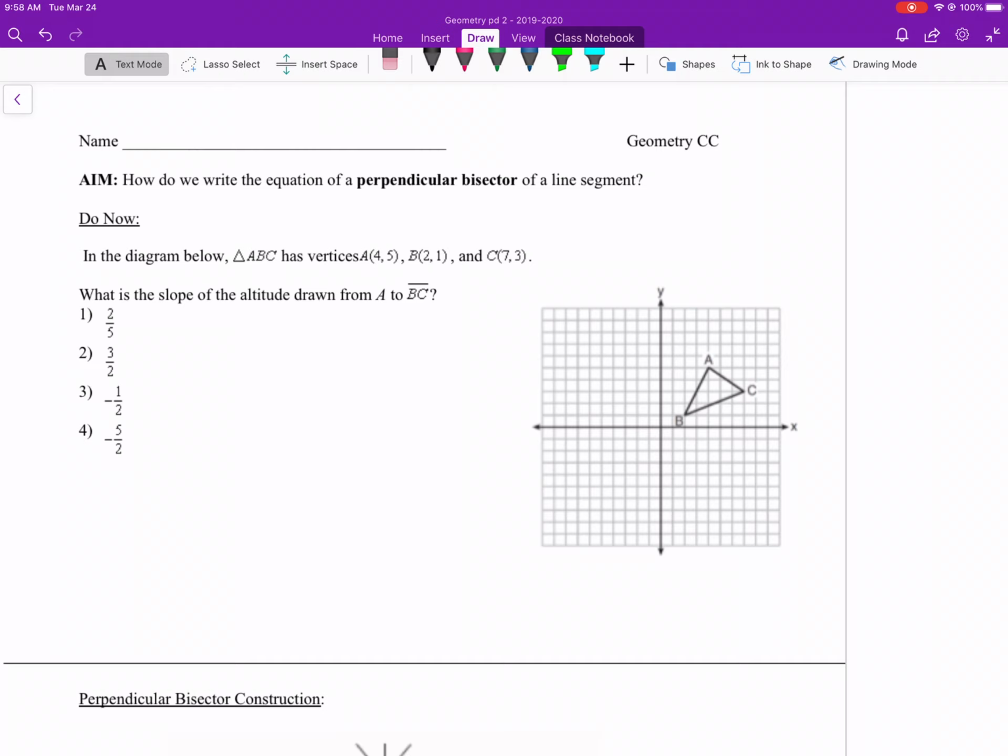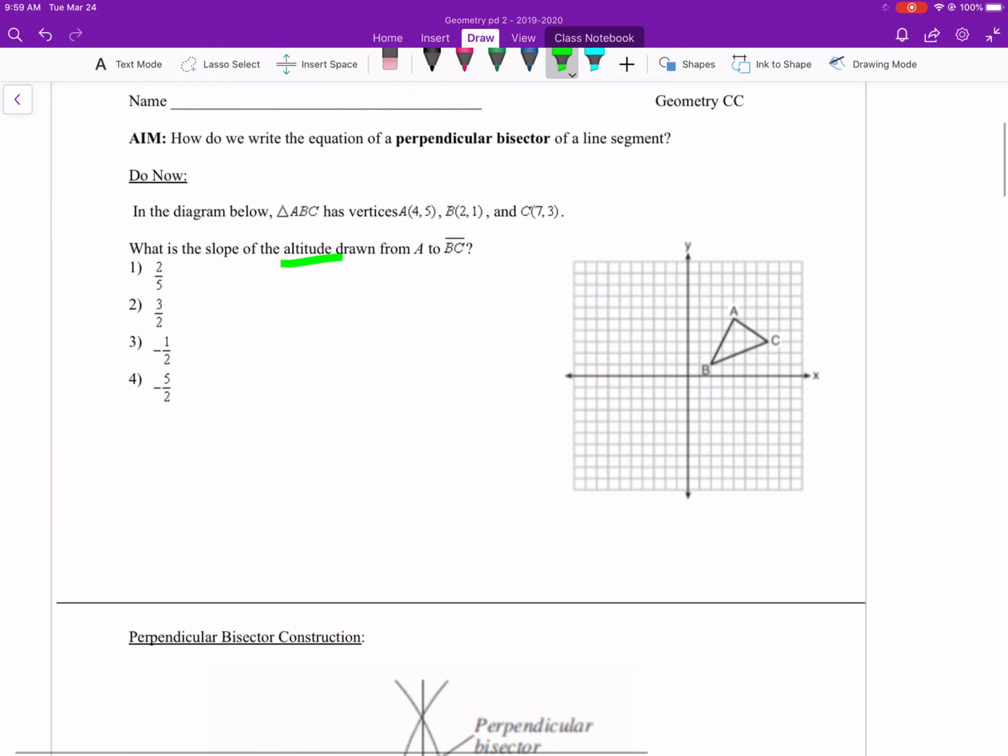So remember, altitudes form right angles. Therefore they're perpendicular. Perpendicular lines form right angles. Remember that. So we need our slope of BC, and the line drawn to BC is going to be perpendicular to that. From yesterday, remember, perpendicular lines have opposite reciprocal slopes.